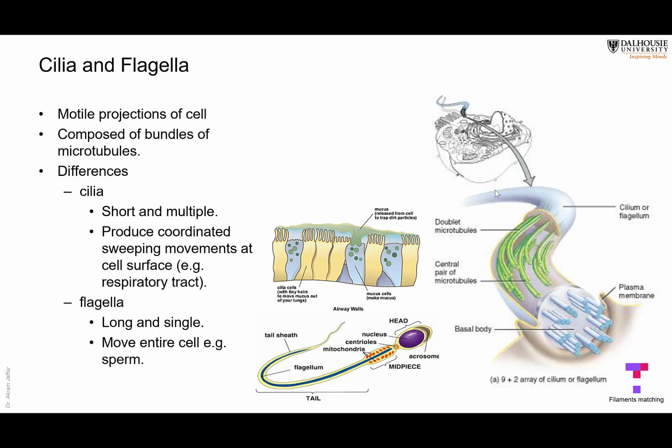And then there is a single one which is very long, and it's called flagellum or flagella. They are long and single, motile. And the best example is the flagellum of the sperm, and it moves the entire cell. These, they do not move the cell, they move by themselves, but they don't move the cell. So that's the difference between cilia, flagella, and microvilli. They are apical modifications of the cell membrane.